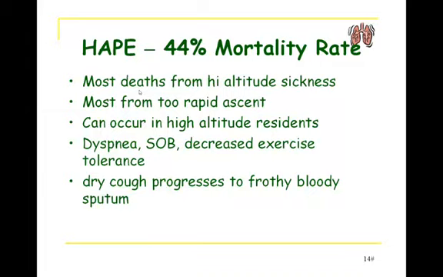It does respond very well to oxygen therapy. Pretty much what needs to be done is it has to be treated very quickly, and so these people must be brought down to a lower altitude as quickly as possible. They will give them oxygen, and sometimes they'll also give them glucocorticoids for their anti-inflammatory effects.